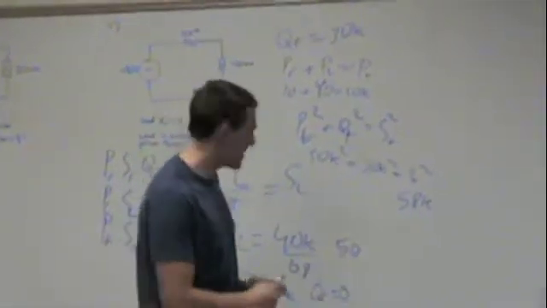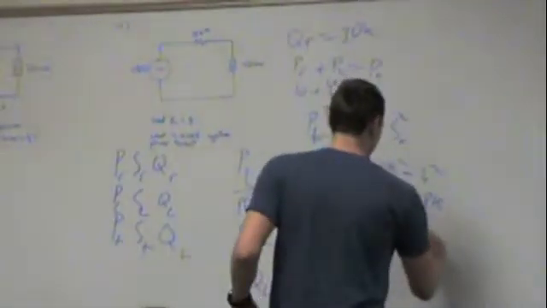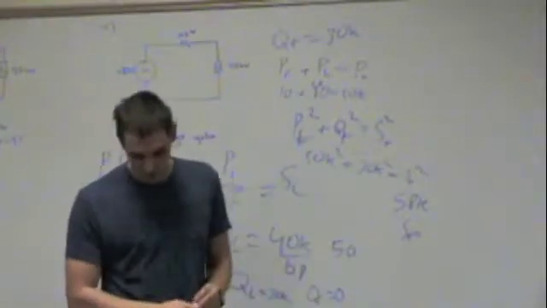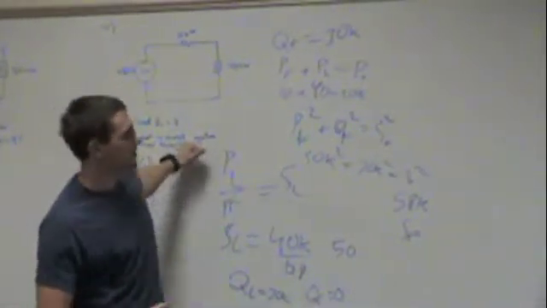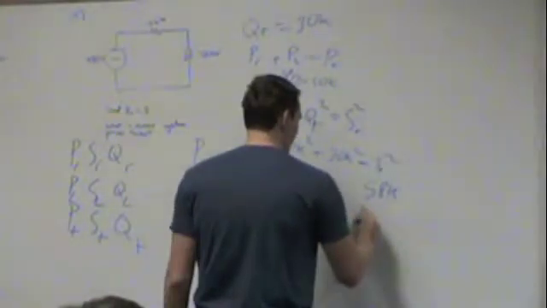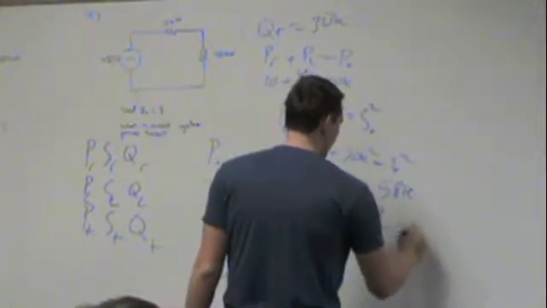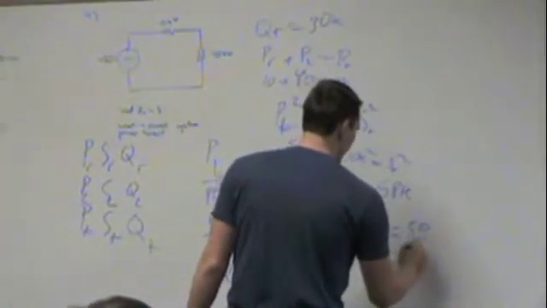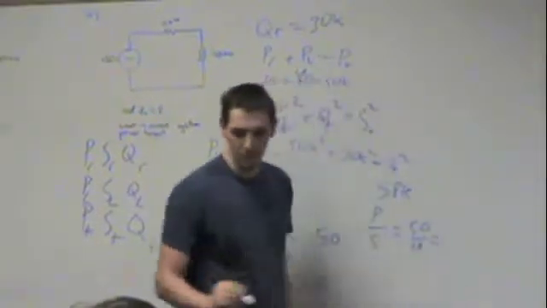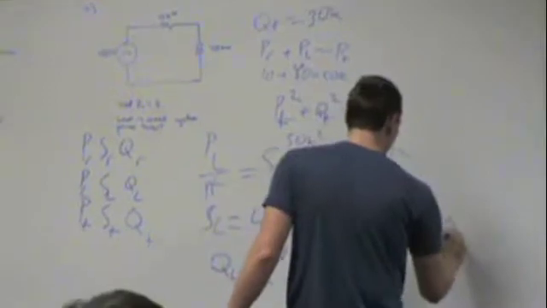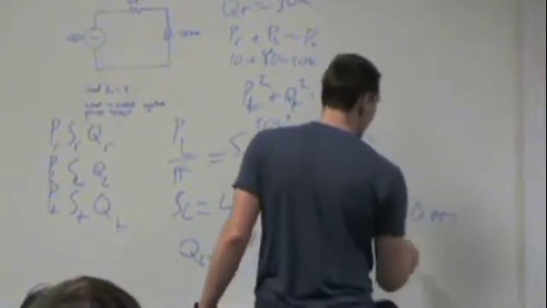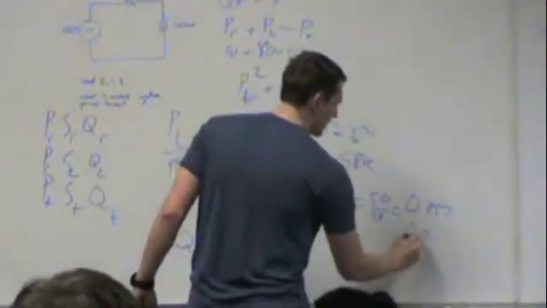So we know ST, and our original goal was the system power factor, which is P over S. P over S equals 50 over 58, which equals 0.857. Since this is multiple choice, we know it's 0.86.